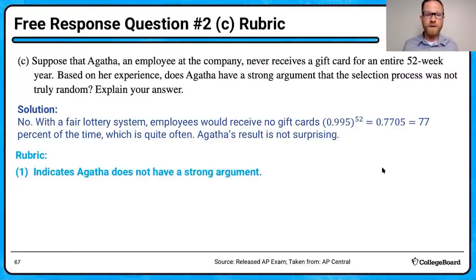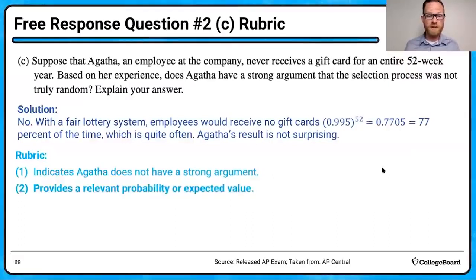The first component is to indicate that Agatha does not have a strong argument. Well, we did that with one word, the first word of the solution, that is the word no. This is another case of answer the question that is being asked. And this is really a yes or no question that needs to be answered here. And so that's the first part of the rubric.